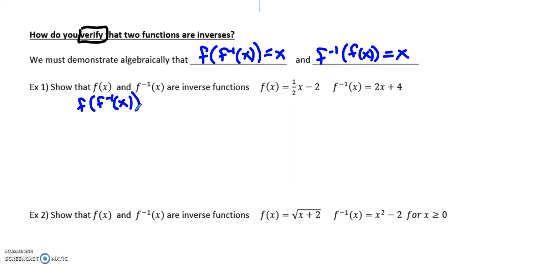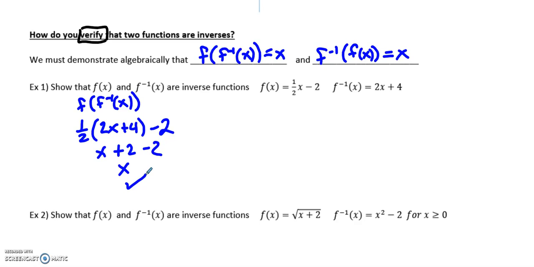So the first one I'm going to do is put f inverse into f. That's composition, so remember that goes in place of x. So I end up getting 1/2 times the (2x + 4), and then minus 2. Distribute, that's x + 2 - 2, which is just x, which is what I wanted. I showed that when I do the composition, I get x out of it.